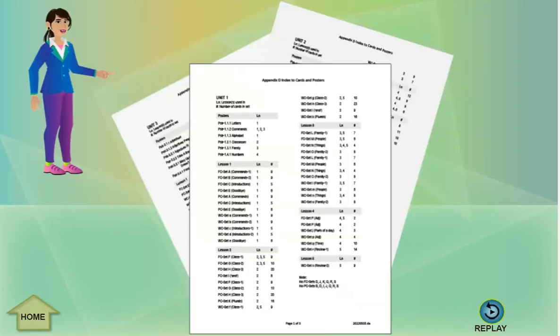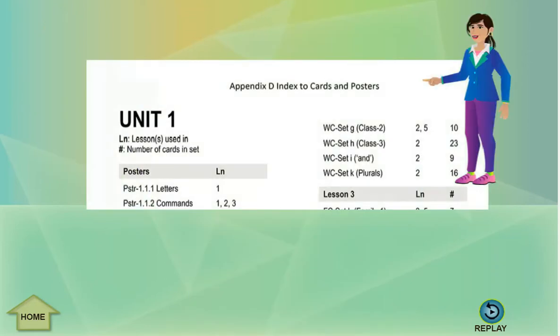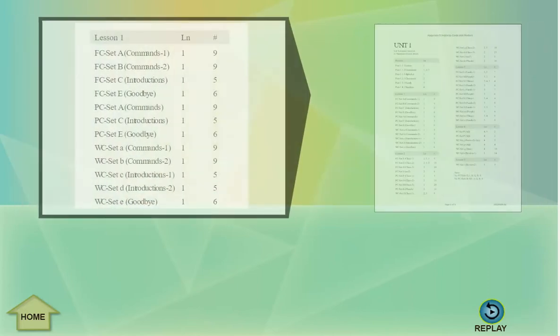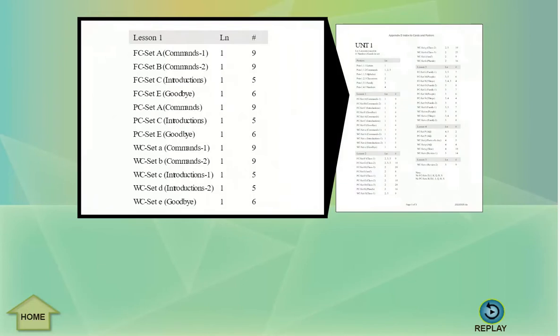Like the posters, information on which flashcards the instructor will use is found in Appendix D, Index of Cards and Posters. Like posters, the ALCF index indicates which lesson the cards will be used. In Unit 1, Lesson 1, there are 4 sets of flashcards.